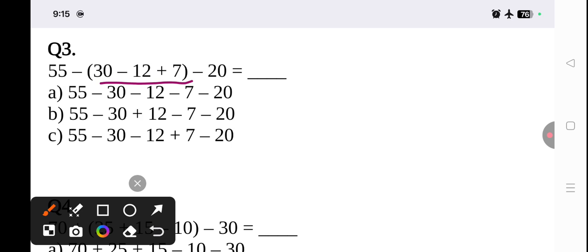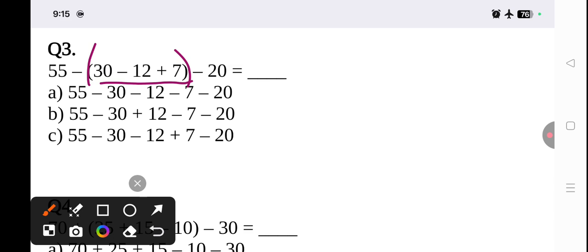Now just check. Again there is a minus sign outside the bracket. 30 inside the bracket. Just check. 30 is positive, 12 is negative, 7 is positive. So the minus sign always says that you have to change the direction of the number. Remember we have done that the signs plus, positive and negative, they show the direction of the numbers, okay?